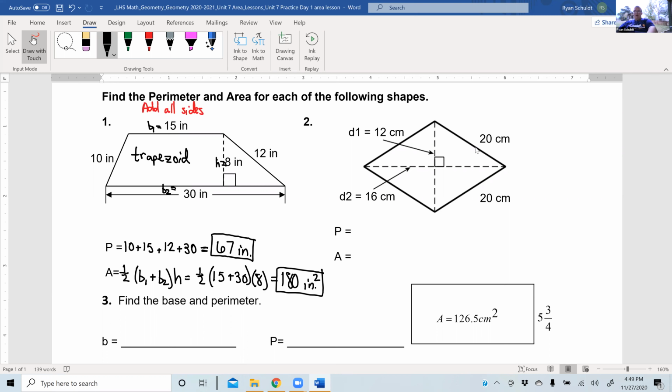Number two, we have the sides are the same here, so this is a rhombus. So for perimeter, it doesn't really matter what shape it is because we just add up all the sides. So 20 plus 20 plus 20 plus 20. Add them all up and you get 80 centimeters.